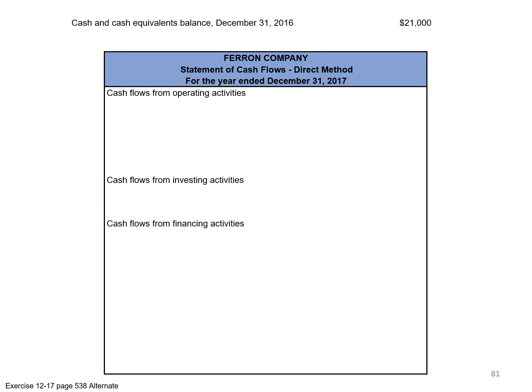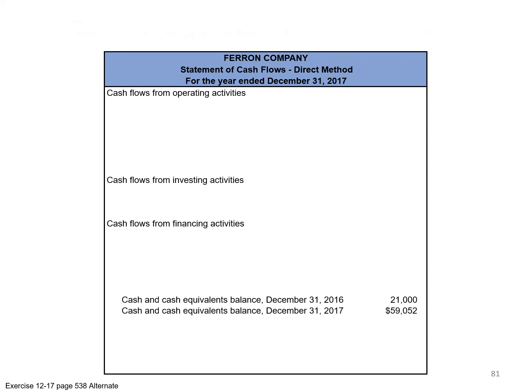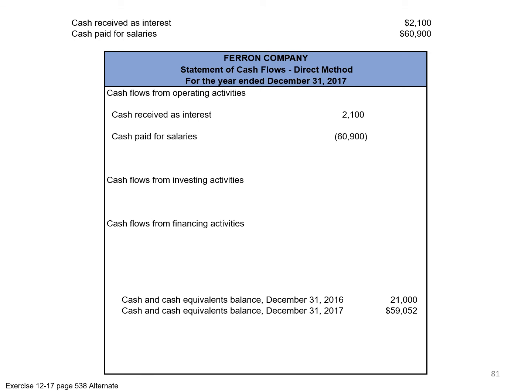All right, so direct method, let's set up our sections. Cash and cash equivalent balance at the beginning of the year was 21. We can plug that in. The end of the year, it's 59,052. Plug that in. Cash received as interest, where does that go? It's operating. Cash paid for salaries, it's operating.